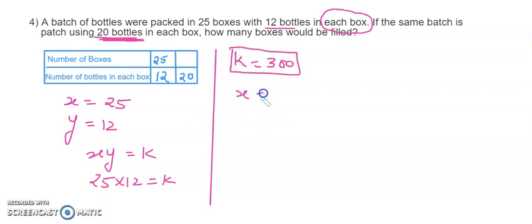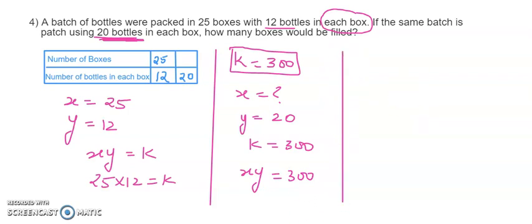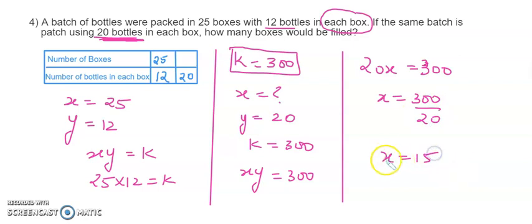Now, in the next case, x is something we need to find. Why are we saying that if I'm going to insert 20 bottles in one box, then how many boxes do I want? That means the size of the box should be bigger. And k is 300. So we have xy is equal to 300, right? So we'll say 20x is equal to 300. So x is equal to 300 divided by 20. So x is equal to 15. So we need 15 boxes which are larger in size, wherein 20 bottles can be fit. Size-wise it's bigger. So we need fewer boxes compared to the 25 boxes, because those are smaller in size.